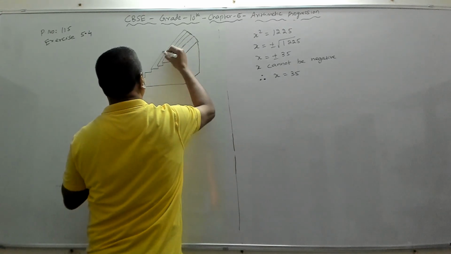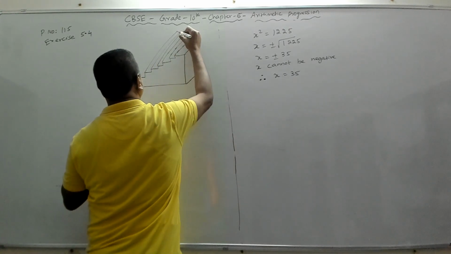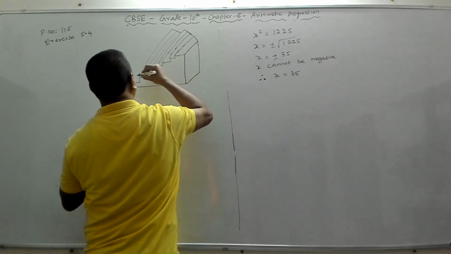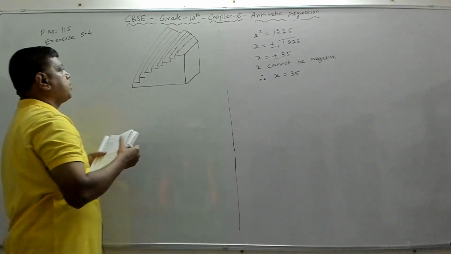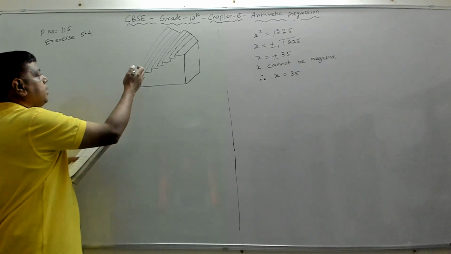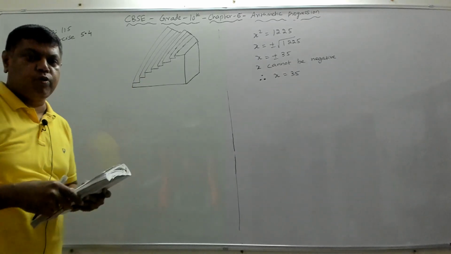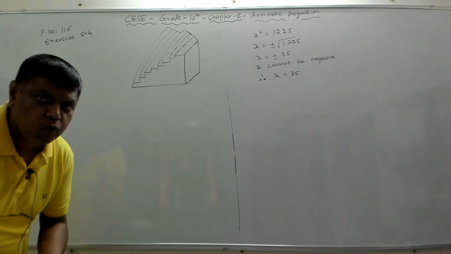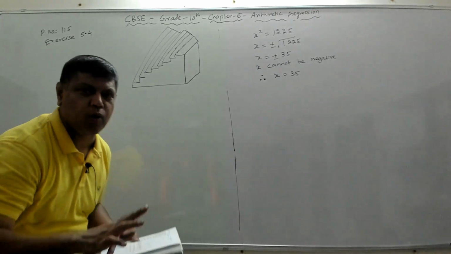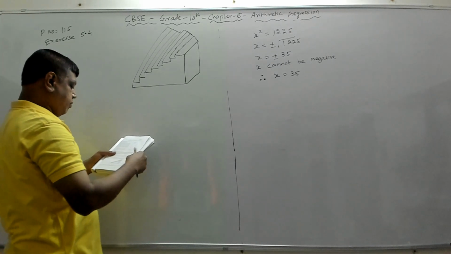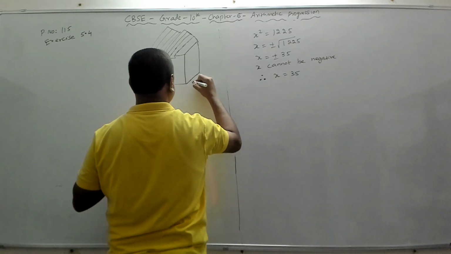Fine. So that's how the diagram is. This is how the steps are, where people are seated and they are probably watching a football match. Hope it is not so bad. Please excuse me. Fine. And they have said this is 50 meters.